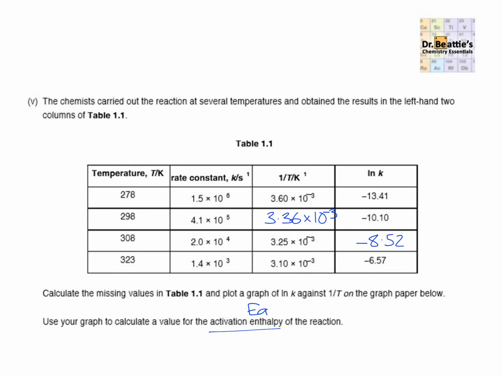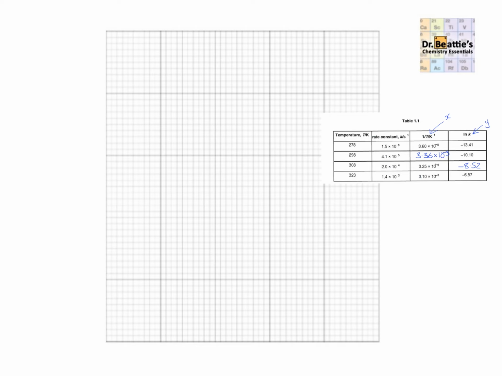Now, what you need to do is exactly as it says here, plot a graph of ln K against 1 over T. Now, you'll notice it doesn't tell you which is the x and which is the y. So the examiners want to see that you remember these. So ln K is always our y-axis and 1 over T is always our x, so it's definitely worth remembering this. Now we're going to then plot this data against each other, then we're going to draw a straight line and use that to come up with the gradient, and then rearrange with the gas constant to work out the activation enthalpy.